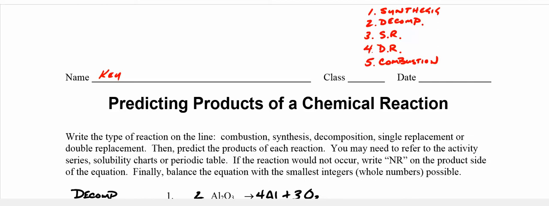All right, let's go ahead and get started. We want to talk about predicting products of a chemical reaction in this worksheet. We've talked about 5 different chemical reactions: synthesis, decomposition, single replacement, double replacement, and combustion.